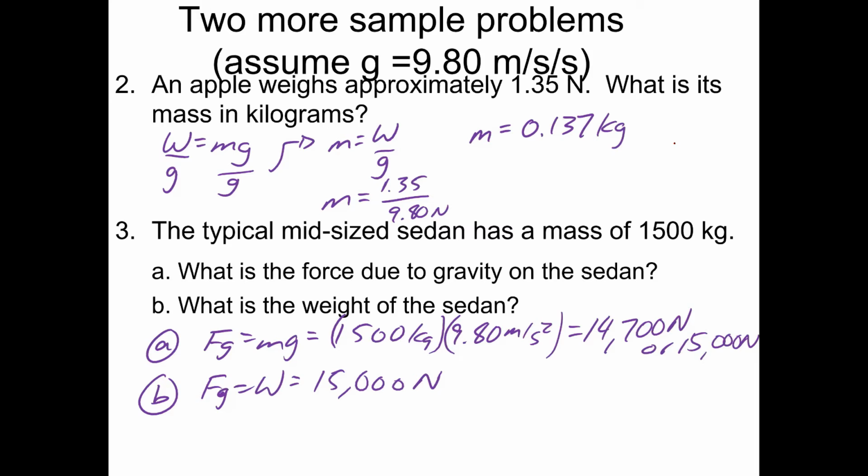So that's number 2. Number 3, you have a mid-sized sedan that has a mass of 1,500 kilograms. I want to know what's the force due to gravity on the sedan. This is similar to problem 1. You just take the mass, multiply it by 9.8 meters per second squared, and you get your number. If you're being really particular with sig figs, you should round to 15,000 newtons, but 14,700 newtons, that's acceptable too. And part B, I just want to make sure you understand that force due to gravity and weight are synonymous, so they're the same thing. So the answer to part A and part B are identical to each other. Yes, you're correct, Victor.